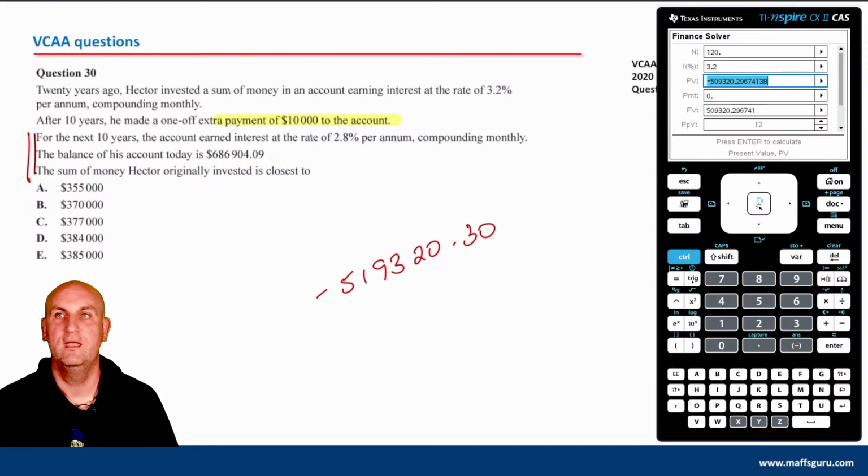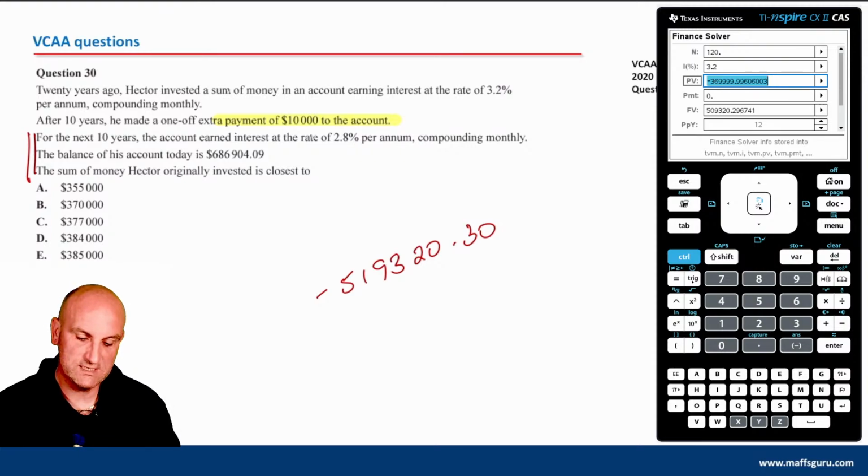So with any luck, if I now hit enter again, I get 369,999.9960 and that is my correct answer. So what it means is he opened his account with $370,000.